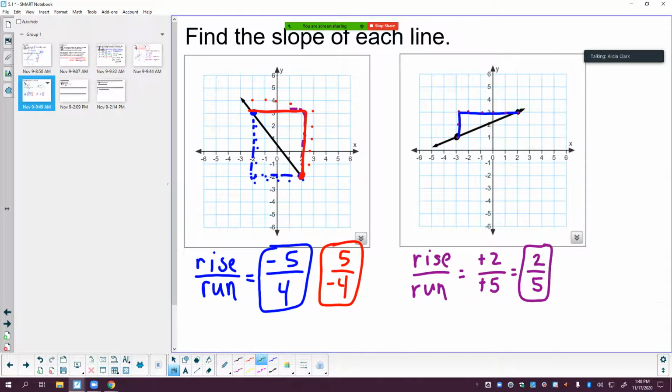Now, the one thing I do want to point out is if you would have started at this number up here, or this point up here, you would have gone down 2, which would have been -2, and you would have gone left 5, 1, 2, 3, 4, 5. So you would have had -5. If I simplify a -2 and a -5, that does make a positive. Two negatives make a positive. So I do still get the same thing.